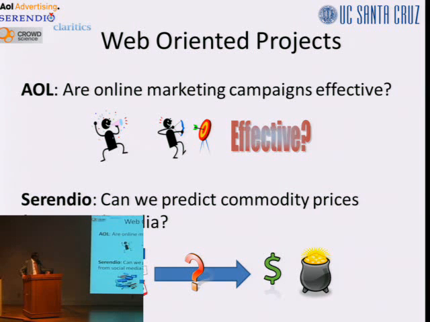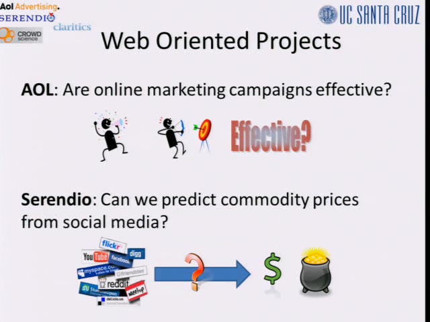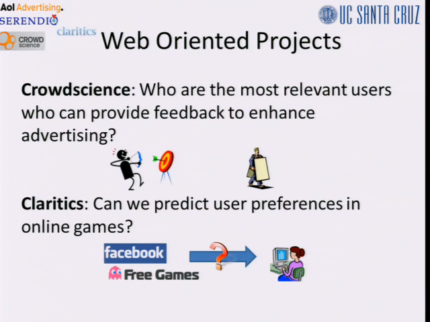Serendio is an interesting company where they want us to look at a whole bunch of social media websites and predict commodity and stock prices. We're just getting started. We'll tell you how successful we are. With AOL, we've made some progress.